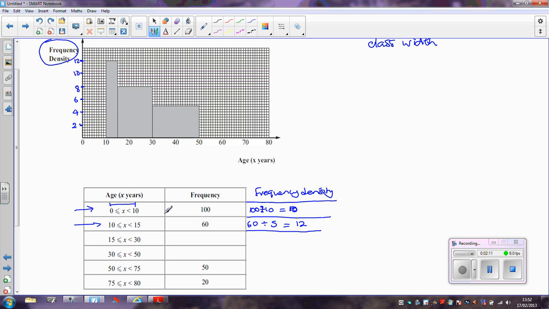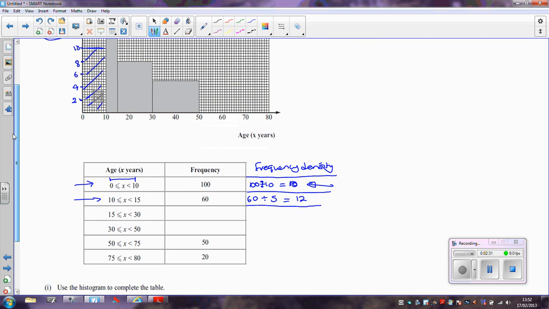Okay, let's have a look at how I could draw then. I'm going to go back now and draw the rectangle on the histogram for this first group. Now the first group, the frequency density is 10, which means that the rectangle must be here. And I can shade that to make it a bit more obvious. So the first rectangle in my histogram must look like that. Okay, let's carry on down.